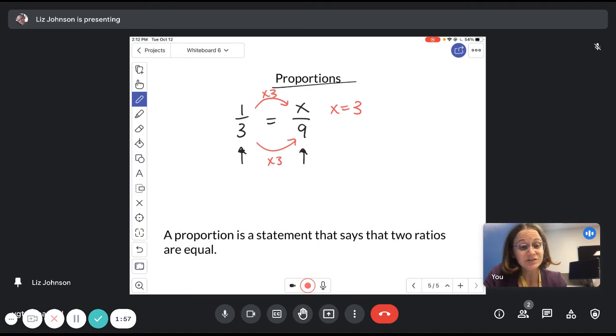So look, you can even solve proportions with what you already know about equivalent fractions. We could rewrite this proportion as 1/3 equals 3 over 9 because you figured out what x is.